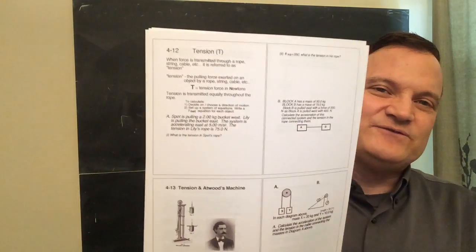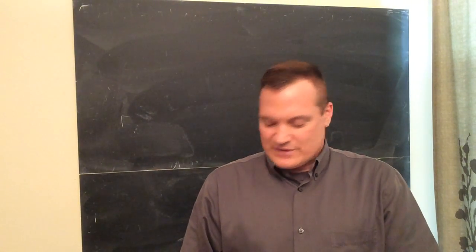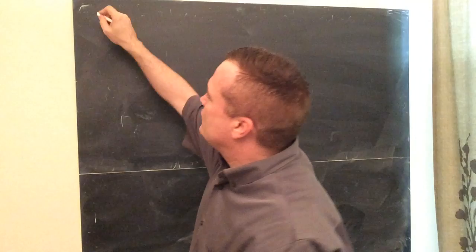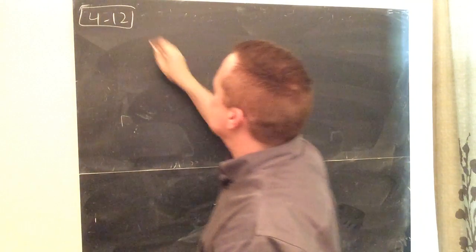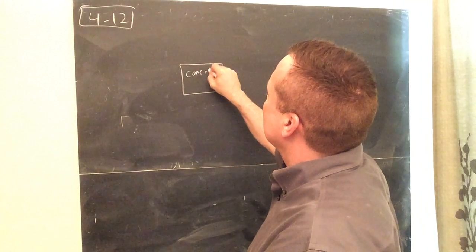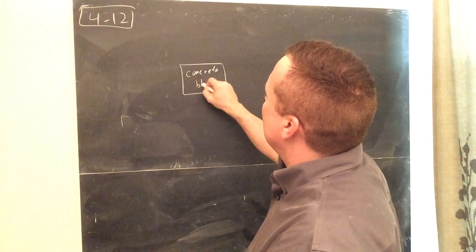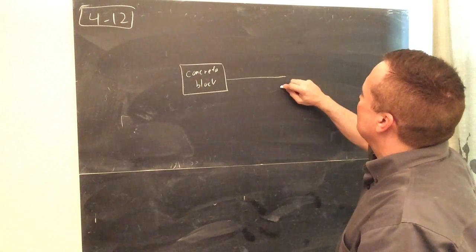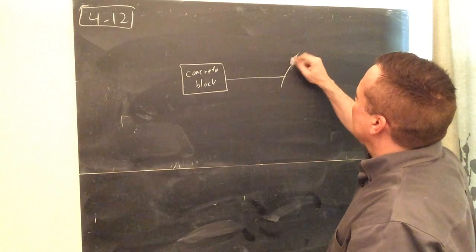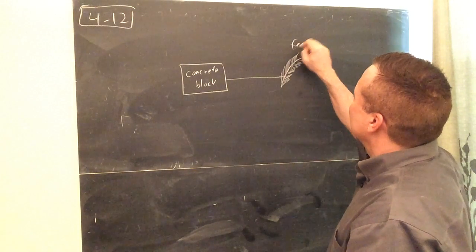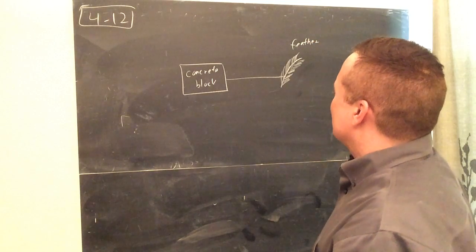But tension involves the force transmitted through a string or a rope. And there's some interesting things about this I'll go over. Imagine, this is 412, and I had to put a new little note section for you. Let's just say here you have a concrete block, and you tie a string onto that. And here I'll put a feather. All right, a feather and a concrete block.